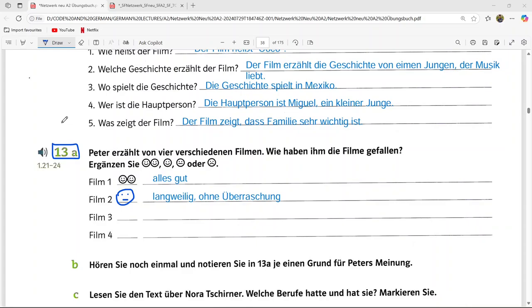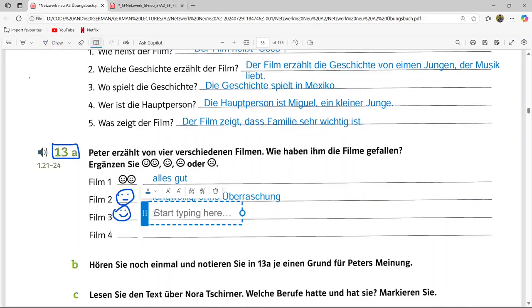Film 3. Gestern war ich im Kino und war eigentlich positiv überrascht. Das war ein guter Film mit einer interessanten Geschichte und auch noch ein paar Action-Szenen. Die Schauspieler waren nicht so gut, aber das hat mich nicht gestört.